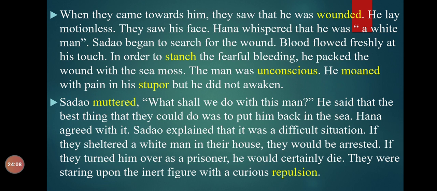Sadao answered to himself and said that the best thing was to put the man back into the sea. As the bleeding stopped, he stood up and removed the dust from his hands. Hana supported his opinion but looked intently at the man as he lay still. Sadao said that if they gave him shelter, they would be arrested for sheltering an enemy. If they handed him over to the Japanese army as a prisoner, then he would die in the prison.